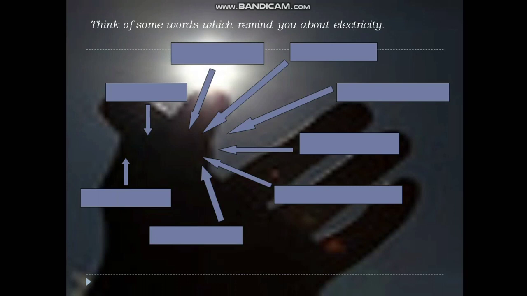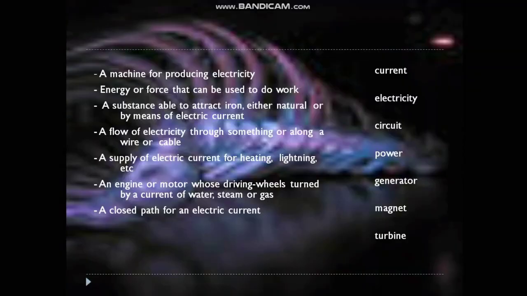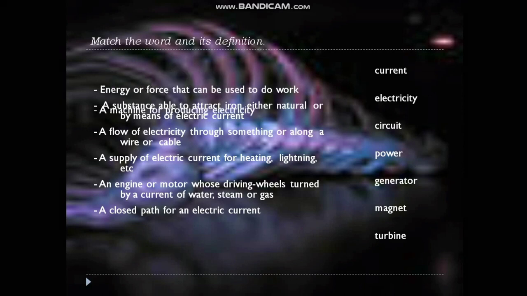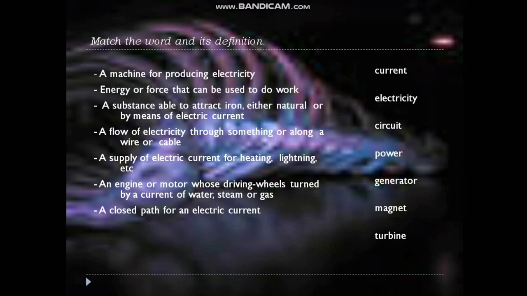First of all, think of some words which remind you about electricity. Please give me some examples. And now, please match the words and their definitions. The first word, generator. It's a machine for producing electricity. Power. Energy or force that can be used to do work.